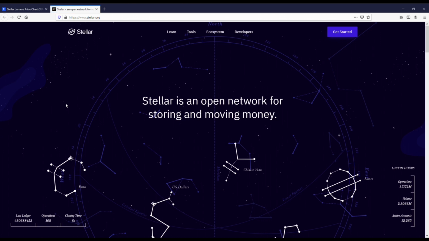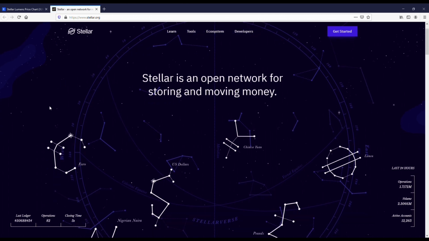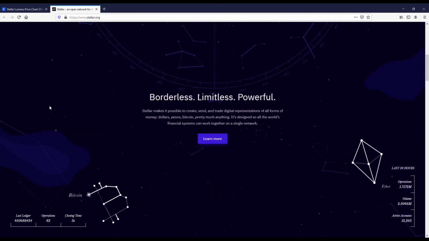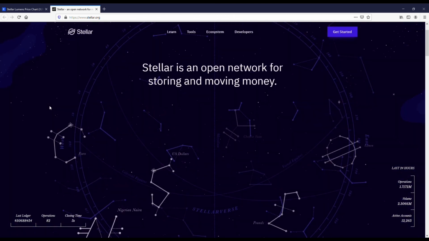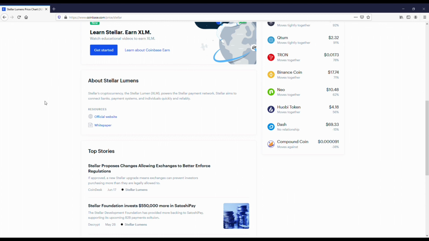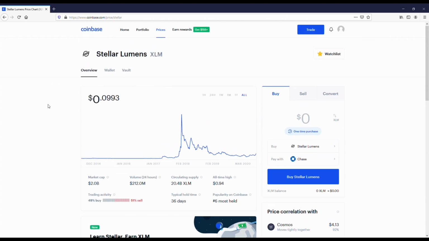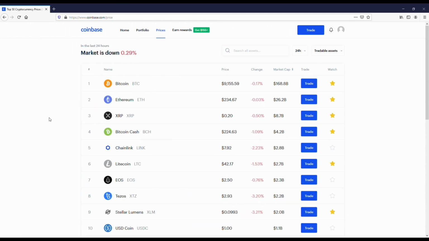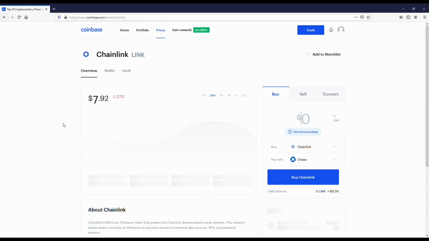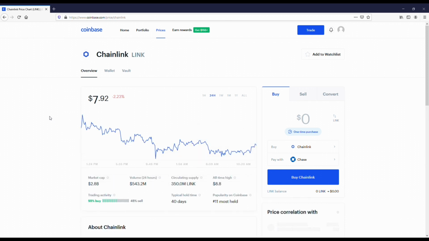I always like to pull up the websites for these different coins because this isn't financial advice. You got to do your own research to see if you want to throw some money at these coins. Obviously these are my recommendations, but it's your money, so you need to look into what you want to do. Its all-time high was around 90 cents. As long as this coin's under 10 cents, I really think it's a buy. So check it out.